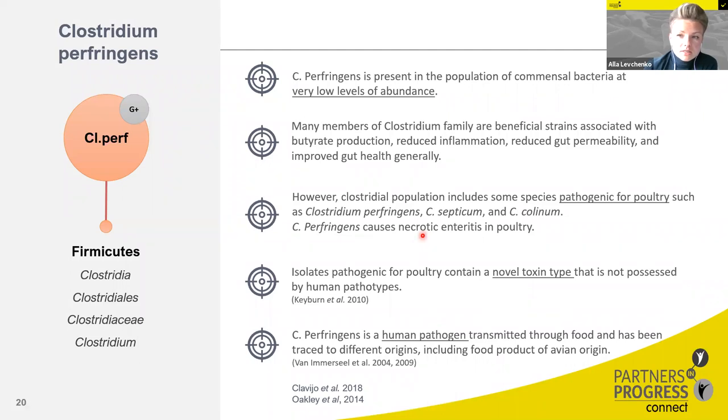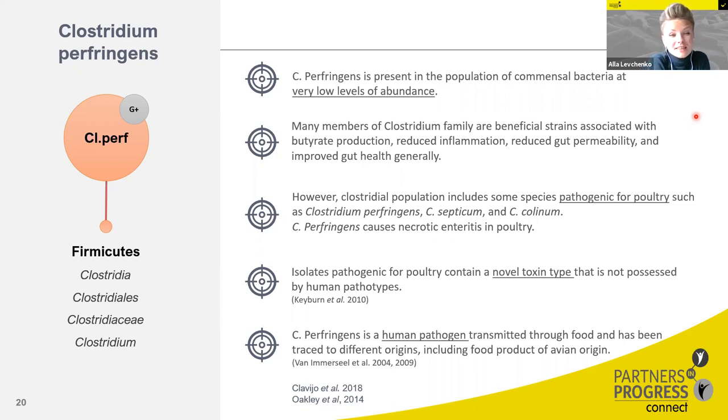Clostridium perfringens, so that's the second one in the overview, is present in the population of commensal bacteria, again at a very low level of abundance, so very low quantities. Many members of Clostridium family are beneficial strains, and this is what we have discussed in the previous slides. Those beneficial strains are associated with butyrate production, and they help with the control of inflammation, and help with the improvement of tight junctions, and therefore reduction of gut permeability, and improve the gut health generally.